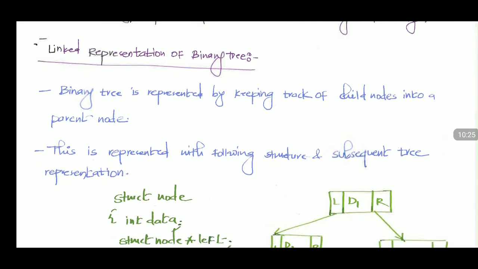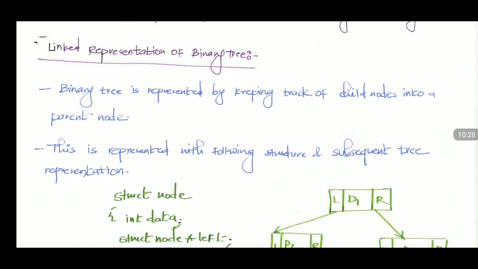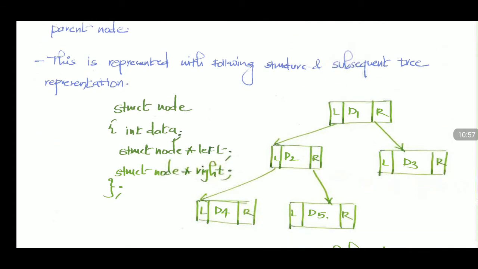Now we will look at another representation of a binary tree, and that second representation is the linked representation of a binary tree. Basically, a linked representation is as good as the representation we did for a linked list. We know that in a linked list, there is a node with 3 different fields: a left pointer, a right pointer, and data. Now this representation is given in this figure: data D1 left and right, D2 left and right, D3 left and right, D4 left and right, D5 left and right.